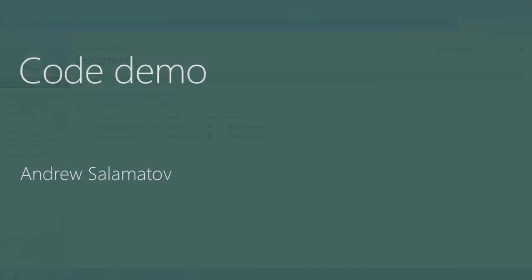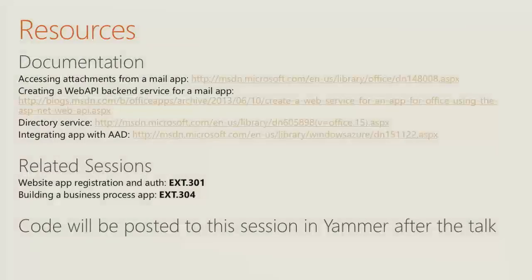Back. Yeah, so that was attachments. So that's how you do it. This is how you interact and you work and you deal with attachments in Mail Apps. In terms of documentation, I highly recommend taking a look at all of these links. And then EXT 301, the session happened yesterday morning. You can jump on that and you can see a little more about website app registration.